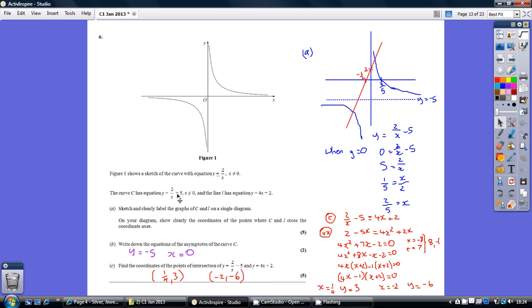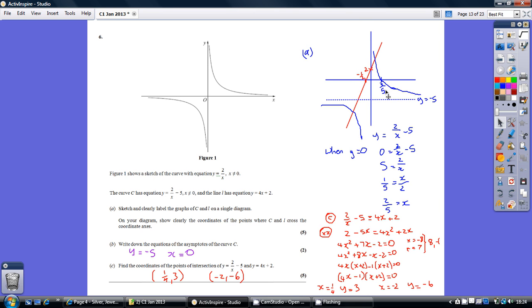We are taking 5 off all the y values, so the y values, remember that's the up or down values, are being reduced by 5, so basically everything comes down by 5. So our asymptote, which was on the x-axis, is now at y equals minus 5. The other asymptote remains the same, so our curve goes like this.